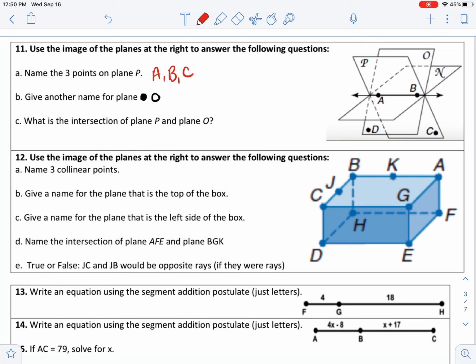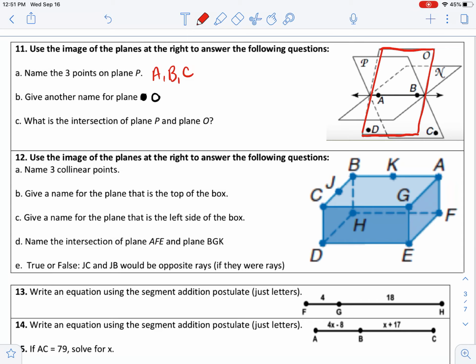Now I'm going to look at plane O. That's a typo, so on yours it should have said O. It might say N still. So I'm going to outline plane O just to make sure. So there's plane O. So here's plane O. And I want to give another name.